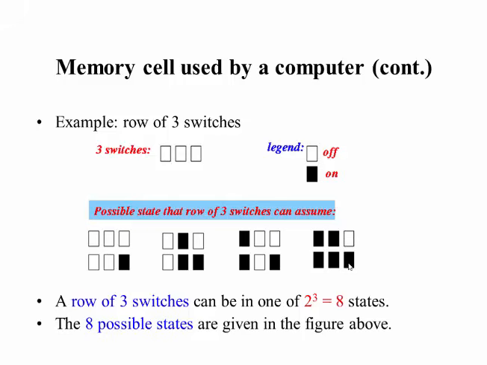A row of 3 switches can be in one of 2 to the power of 3, which is equal to 8 states. Therefore, we have 8 possible states, and they are given in the figure above. 1, 2, 3, 4, 5, 6, 7, 8.